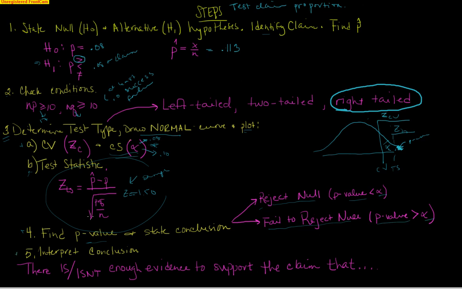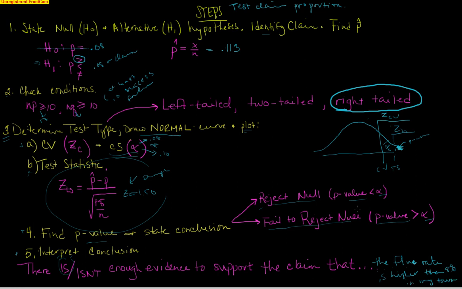Once you make that decision, you interpret that result. If we are rejecting the null, and we're crossing it out, then there is enough evidence to support the claim, which is down here, the alternative hypothesis, whatever your situation may be. In this case, it was that the flu rate is higher than 8% in my town. Okay.